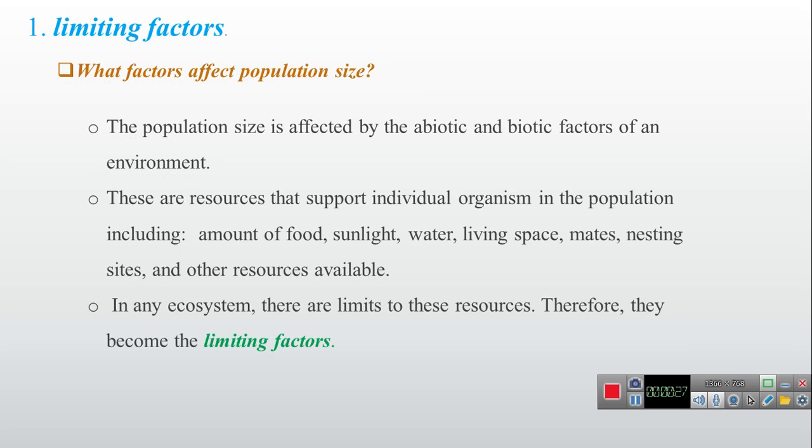Okay, for the limiting factor, what factors affect the population size? The population size is affected by abiotic factors, biotic factors, and the environment. These are the resources that support individual organisms in the population, including the amount of food, sunlight, water, living space, mates, nesting sites, and other available resources. In any ecosystem there is a limit to these resources, therefore they become limiting factors.